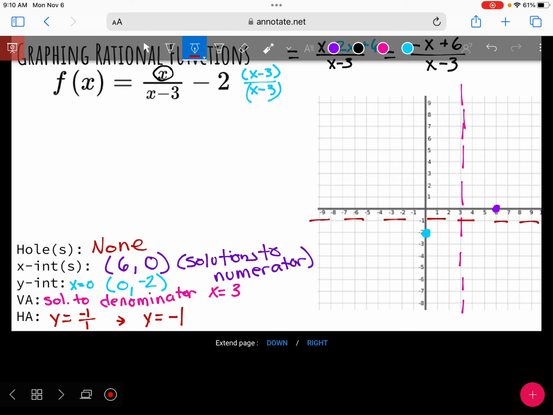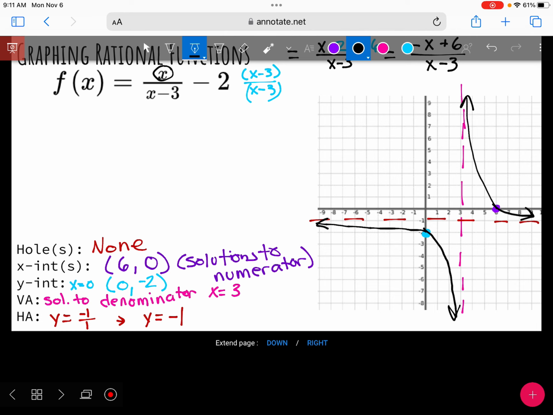Okay. From here, what we know is we know our graphs hug these asymptotes. They get real close. Real close. So we have a point in each of our spaces here that shows us what our function's going to look like. And it's going to look like that.